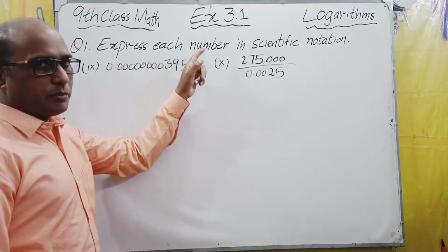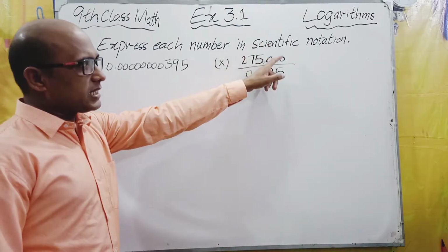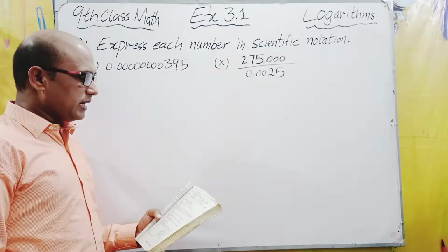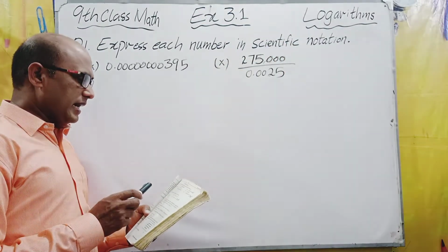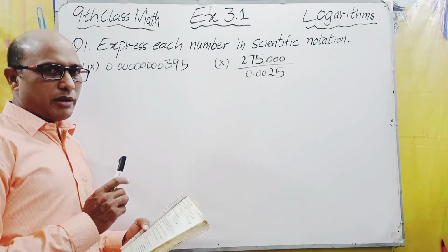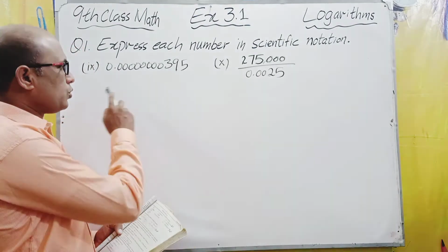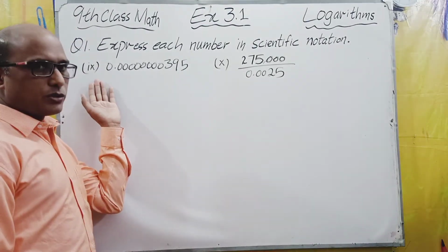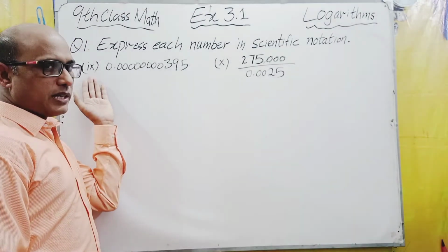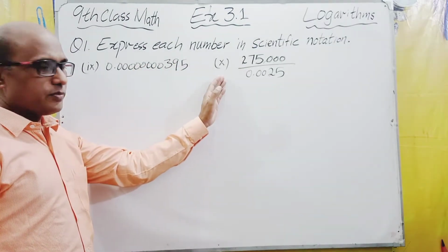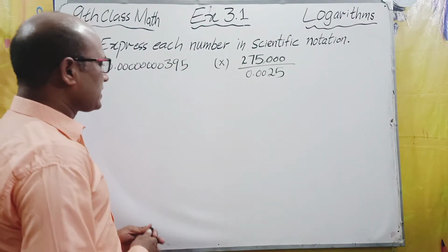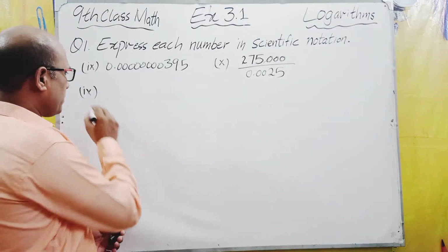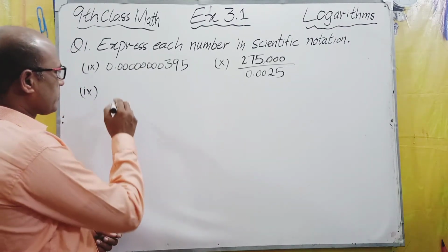Express each number in scientific notation. In this question, there are a total of 10 parts, but I will do 2 parts which I feel are difficult. So I'm going to do parts number 9 and 10 for you. Students, let's start. We'll do part number 9 first.